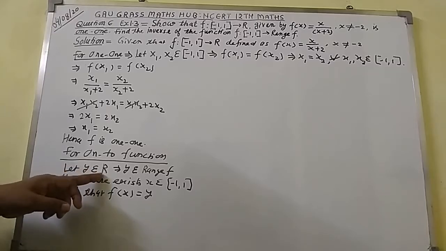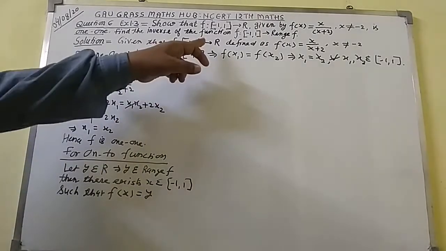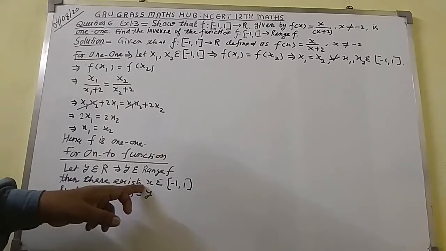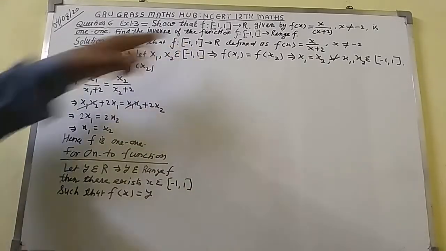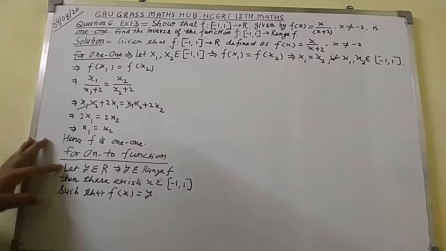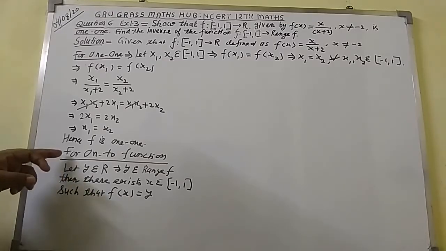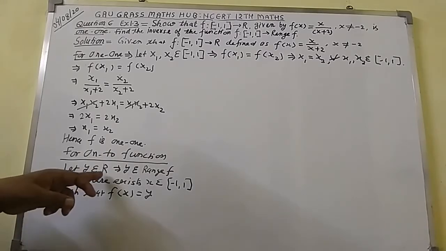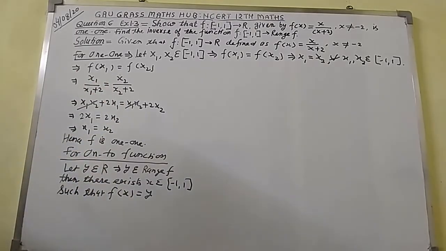Let y belong to capital R, implies that y belongs to range f. Range f is capital R here. Then there exists x belonging to [-1, 1], that is the domain here, such that f(x) = y. So this is the criterion. This is the statement you have to write in all cases in order to prove a function onto. The only change will be that range f will be changed, as that will be provided in the question itself.